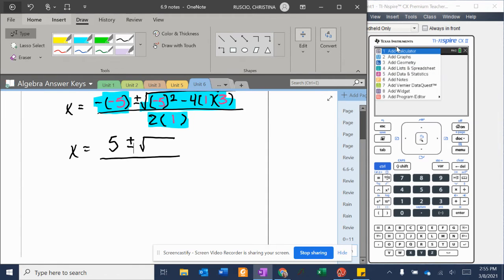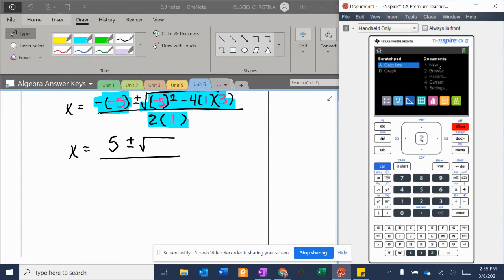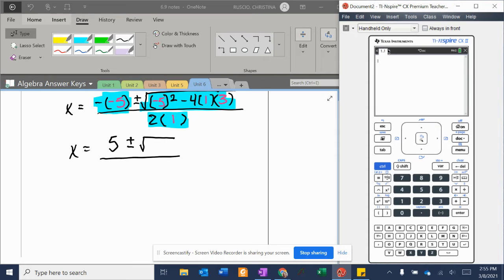Then I'm going to head over to my calculator. I'm going to add a new document, add a calculator. You should do this with me. So if you need to pause the video right now to go grab your calculator, please do it. Do not be that guy or girl who doesn't follow along. We all know what happens. Not good things.